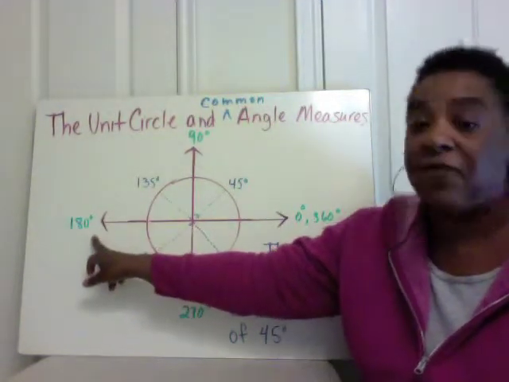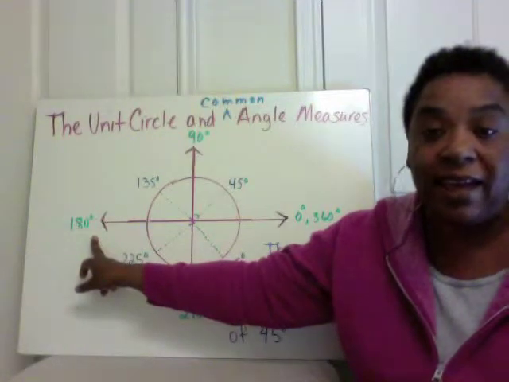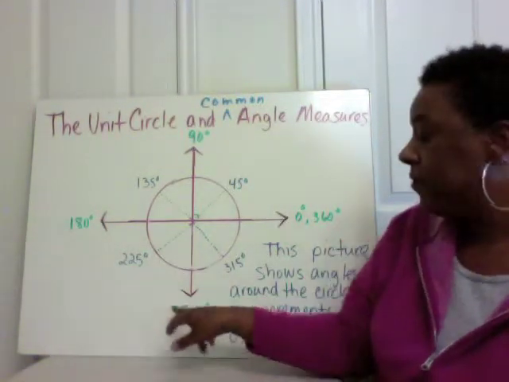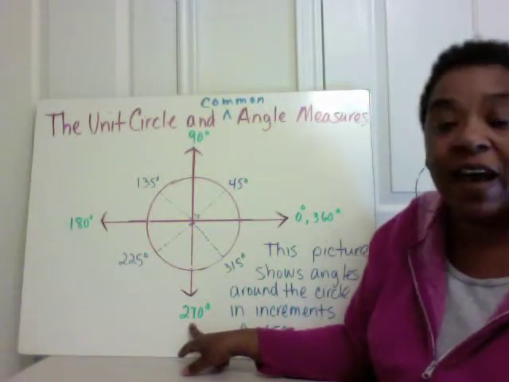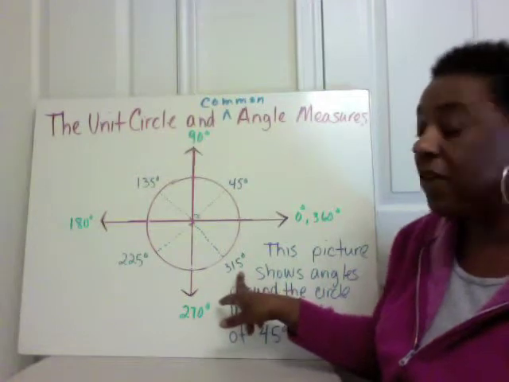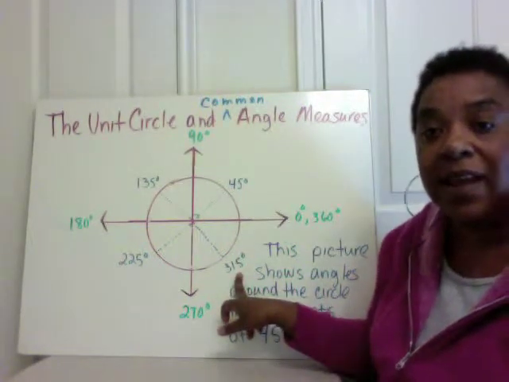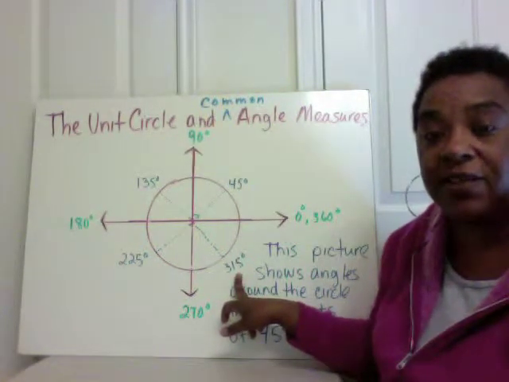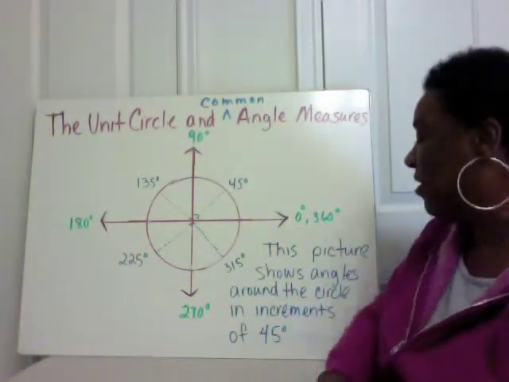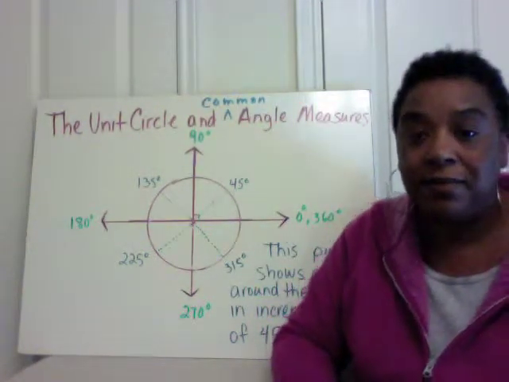Another 45 degrees, we're at 180. We're at 225 here. And we go another 45 degrees to arrive at 270. Another 45 degrees takes us to an angle of 315 degrees. And then all the way around the circle, we end up at 360 degrees.